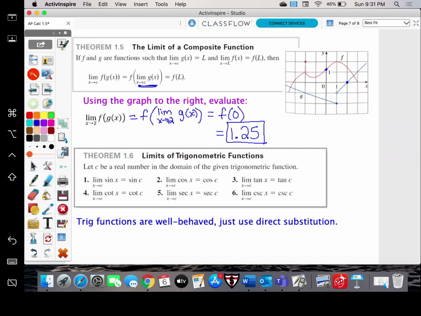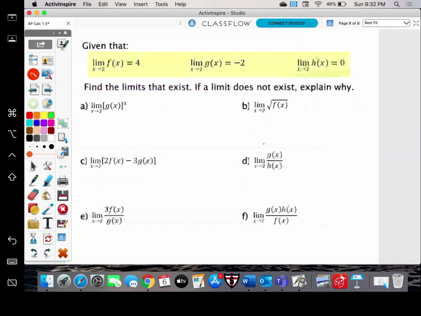Okay, and trig functions. Trig functions are well behaved on their domain. So sine and cosine, you can always just plug in the c. The cotangent, secant, tangent, cosecant, all of those, as long as c is in the domain of the function, just use direct substitution. And here's some examples of different things using some of our properties from the lesson today. So pause the video here and see if you can figure out the same things as I did.